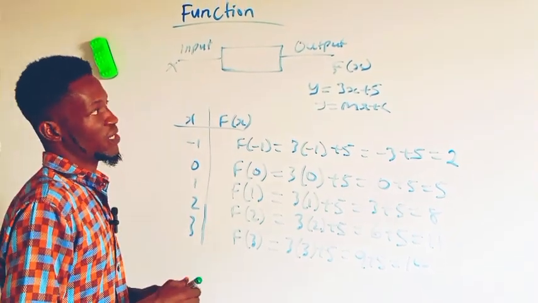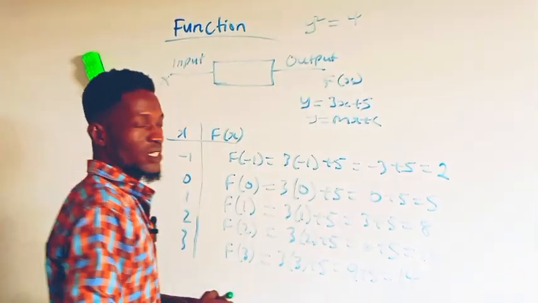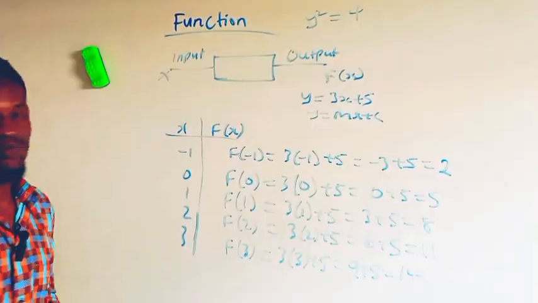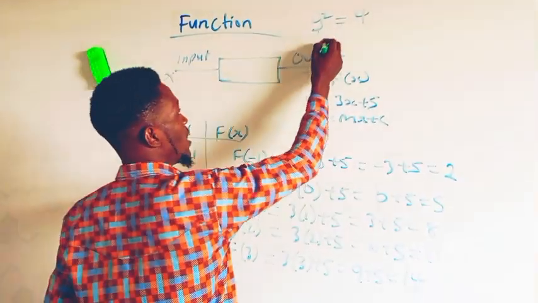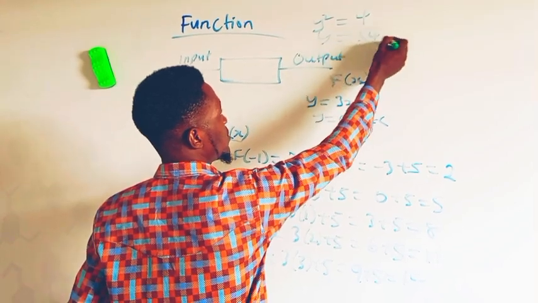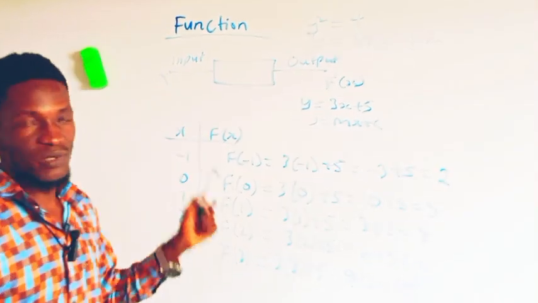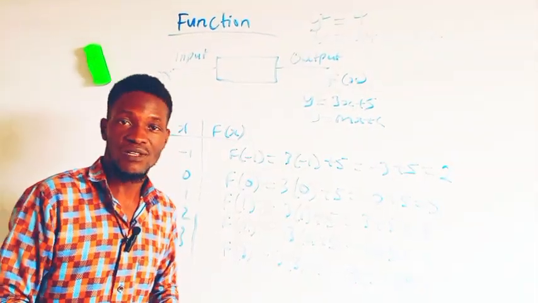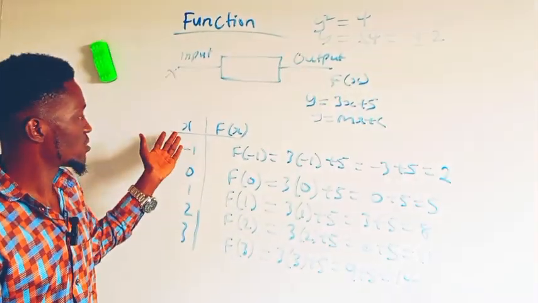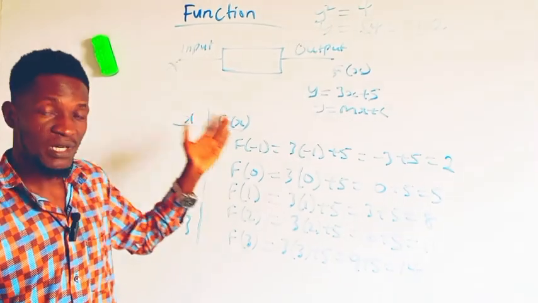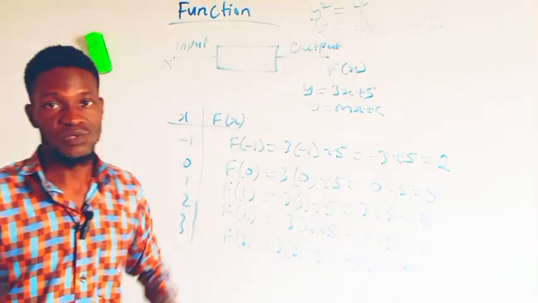If you have something like y squared is equal to 4, can we say this is a function? No, this is not a function, because in this context we're going to have two values. Root 4 is plus or minus 2, so you're going to have two values, a negative and a positive value. In a function, only one output is expected. So this is not a function, but the earlier one is a classical example of a function.